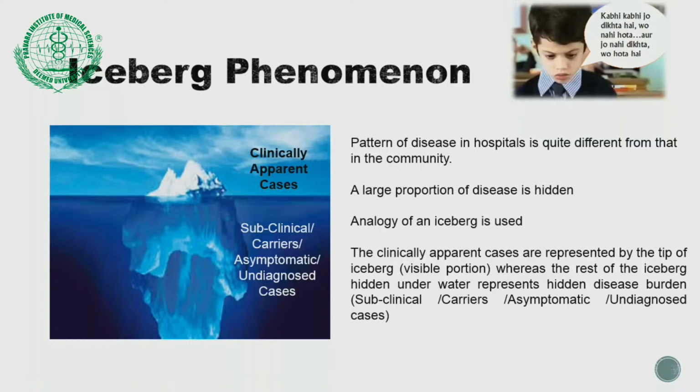The clinically apparent cases are represented by the tip of the iceberg, that is the visible portion of the iceberg, whereas the majority of the iceberg is submerged underwater. This represents the subclinical cases, carriers, asymptomatic cases and undiagnosed cases which form the major burden of disease. These are normally hidden, and it is our job to use proper screening tests to uncover this hidden burden of disease.